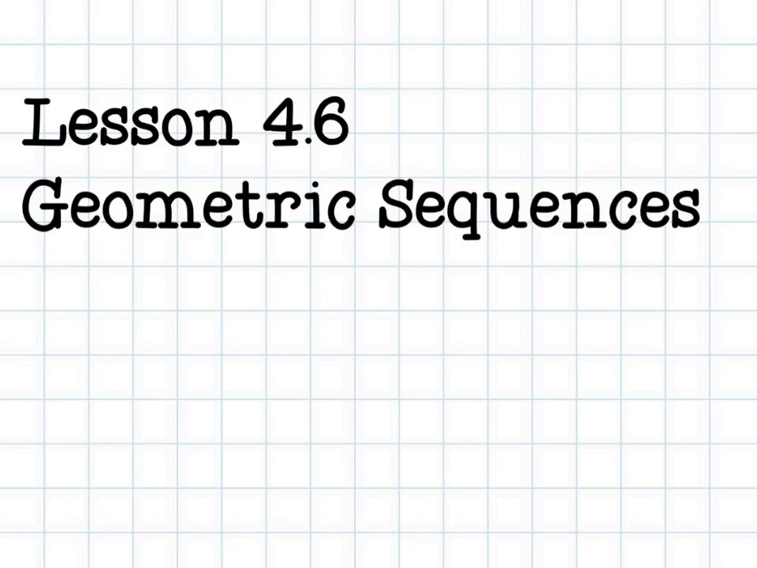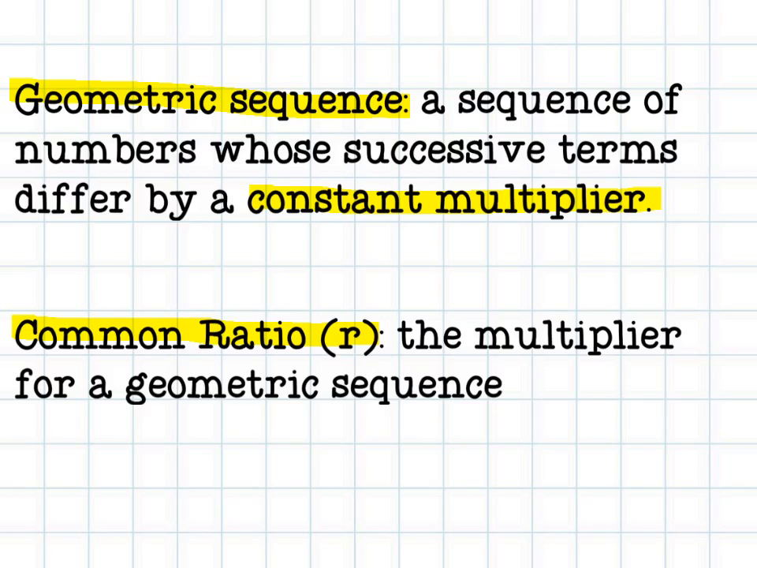Lesson 4.6, Geometric Sequences. A geometric sequence is a sequence of numbers whose successive terms differ by a constant multiplier. A common ratio, r, is the multiplier for that geometric sequence.